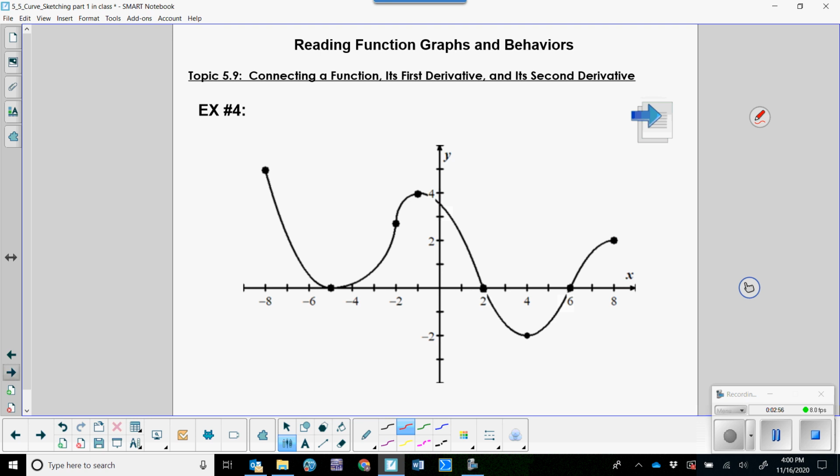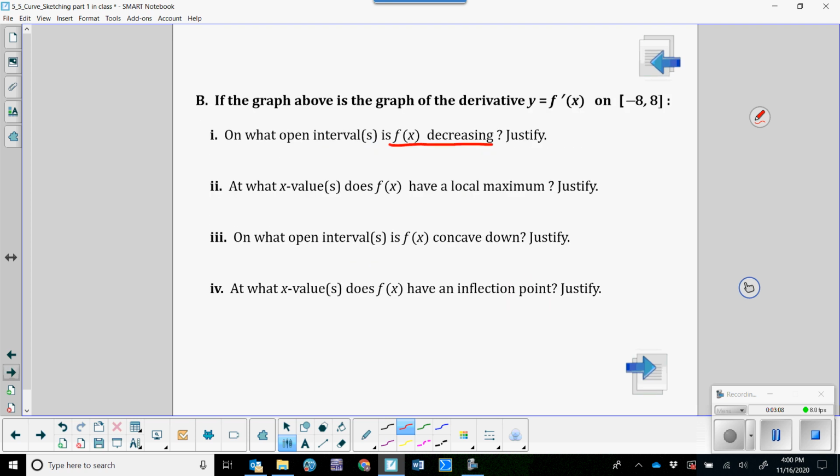Well, f of x would be decreasing anytime its derivative is below the x-axis. So that would be from 2 to 6. So f of x is decreasing on 2 to 6, and that's because f prime of x is less than 0, because the graph now is considered to be f prime.